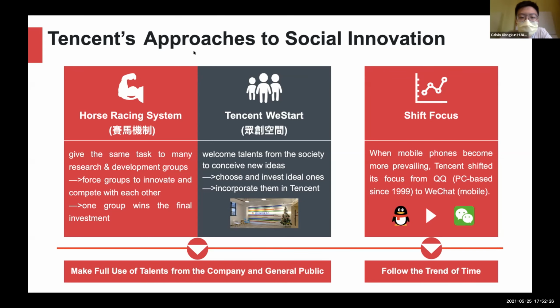When mobile phones became more prevalent, Tencent shifted its focus from the communication application called QQ to another one called WeChat. The primary reason is that QQ is computer-based according to its original design, and WeChat is set for mobile phones. Tencent's shift, following the boom of mobile phones, contributes to its popularity and social innovations. Therefore, the two recommendations derived from Tencent are to make full use of talents from the company and the general public, as well as to follow the trend of time.